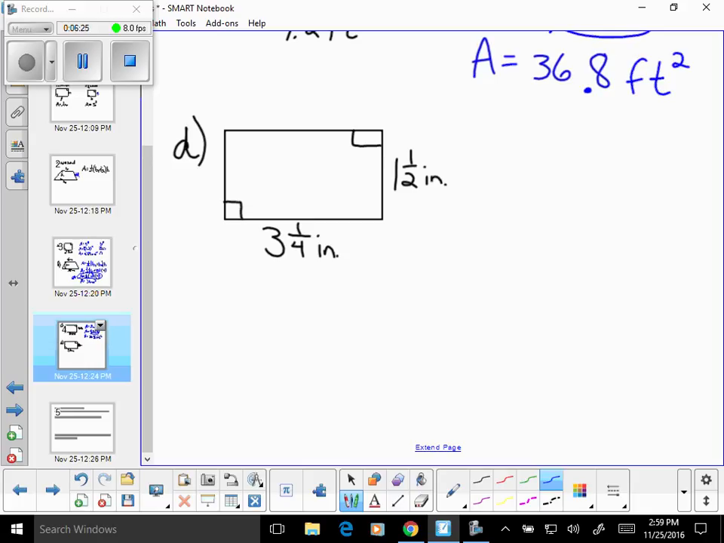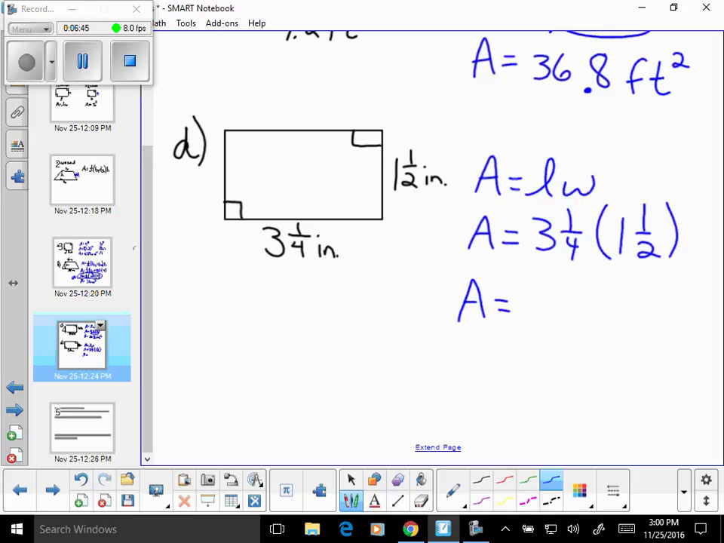This one has fractions. I would hit pause. I'd ask you to hit pause and do the problem, and then I'll go over it. Yes, you're going to write down the formula. 3 1/4 times 1 1/2.